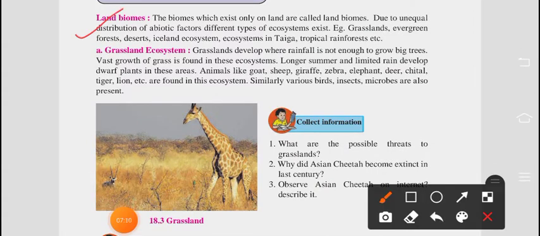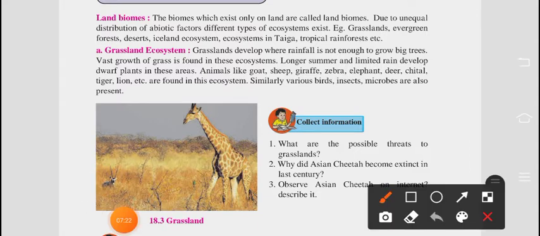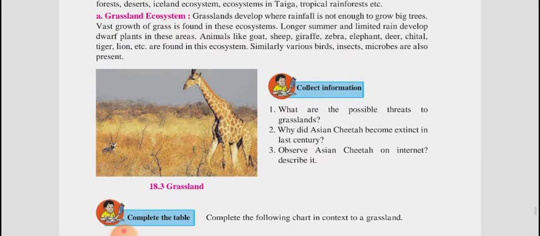The biomes which exist only on land are called land biomes. Due to unequal distribution of abiotic factors, different types of ecosystems exist. Examples: grassland, evergreen forest, desert, ice land ecosystem in taiga, tropical rainforest, etc. Let's go ahead with the grassland ecosystem.